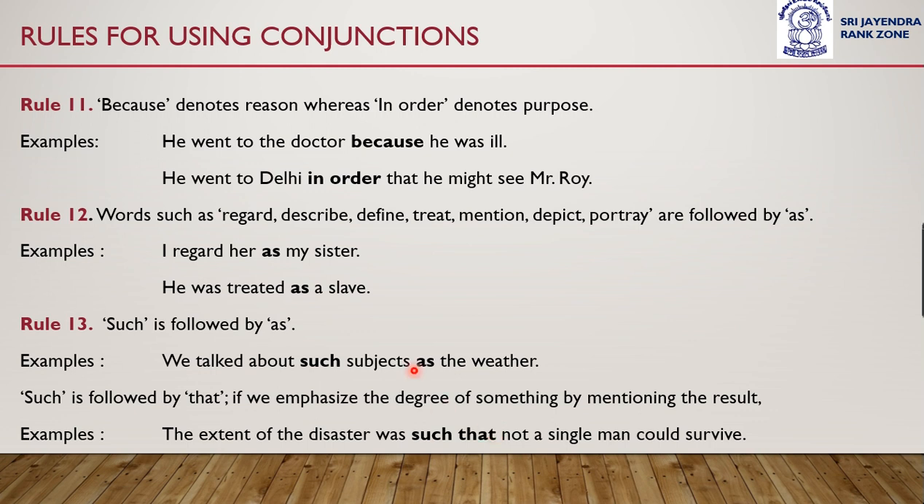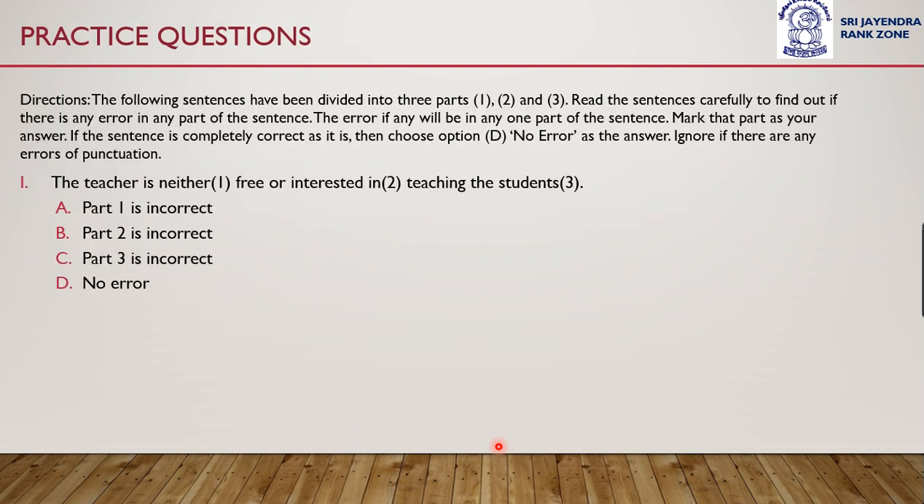In normal sentences, we use as. In sentences where we have to emphasize the degree of something, we use that. The extent of the disaster was such that not a single man could survive. I hope all the 13 rules are clear to you. Now we will move on to the practice questions to evaluate what we have learned.